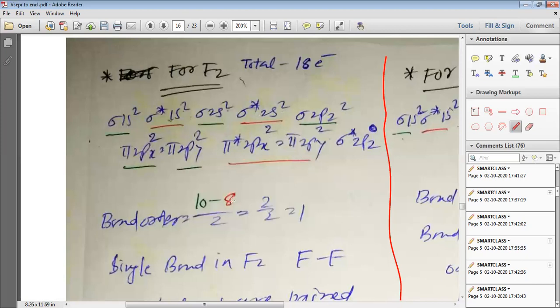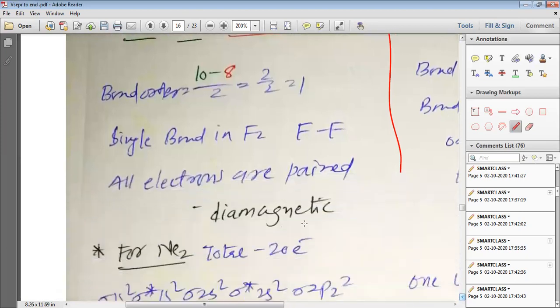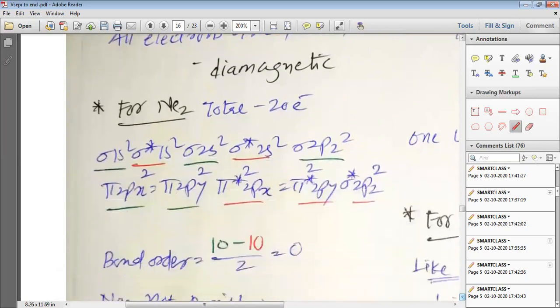So bond order is going to be 10 minus 8 by 2, that is 2 by 2, that is equal to 1. And my dear students, you can understand there is a single bond in F2, F bond F, and all electrons are paired, and that is why the F2 molecule is diamagnetic in nature.